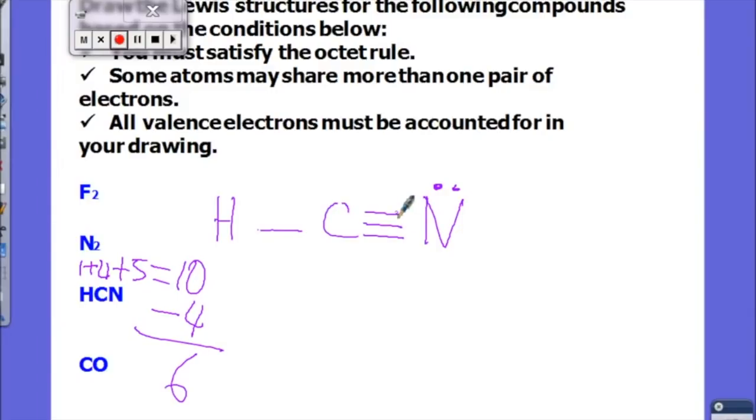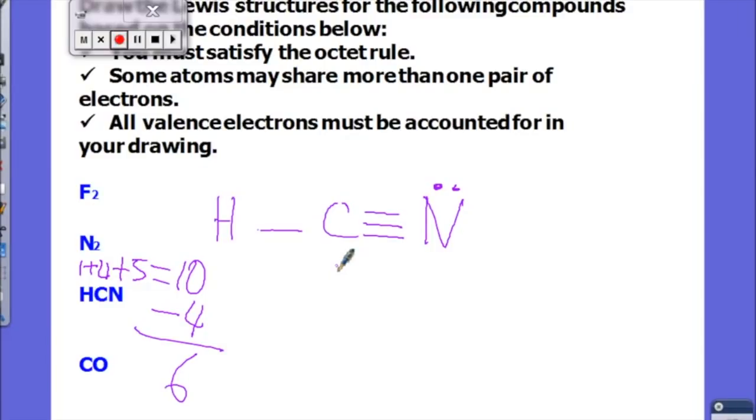This hydrogen is stable with 2. This carbon is stable with 8. This nitrogen is stable with 8. So, I used a total of 10. They are all stable. So we have a single bond between hydrogen and carbon. We have a triple bond between carbon and nitrogen.